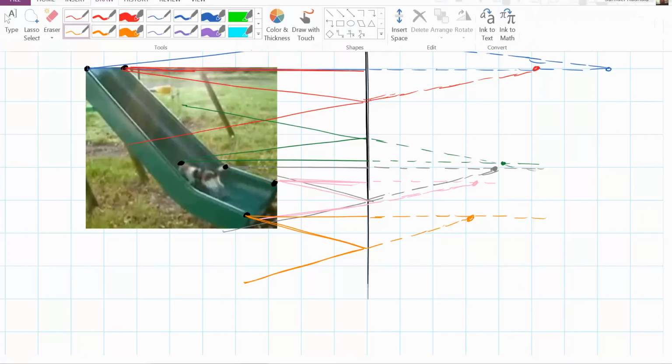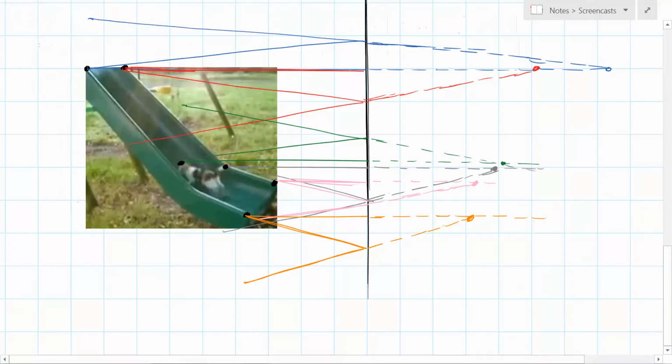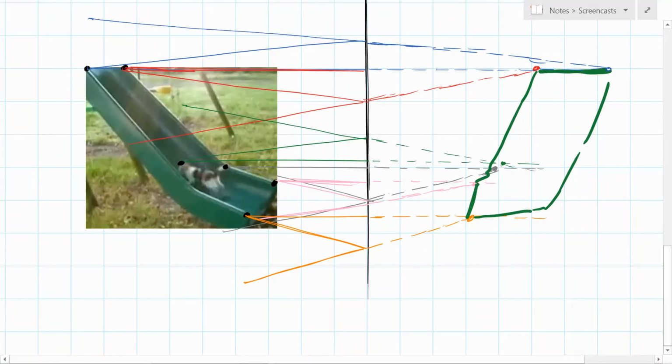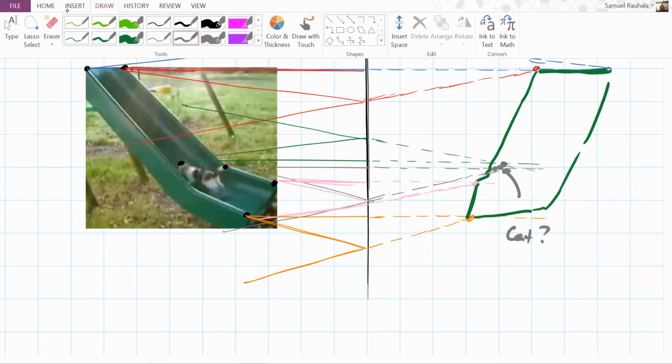All right, so these are the top of the slide. These are the bottom of the slide. And I guess it goes something like this. And somehow there is a whole cat in here. Important to note that the back of the cat gets flipped left to right. It's just rough.